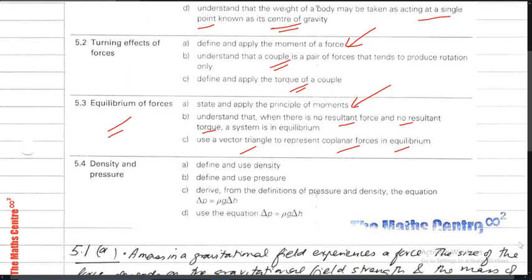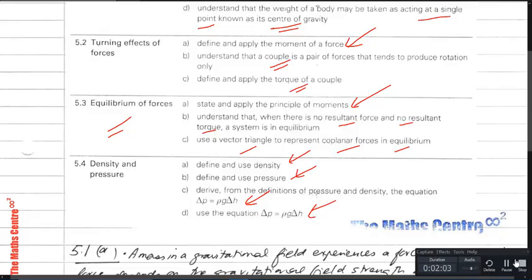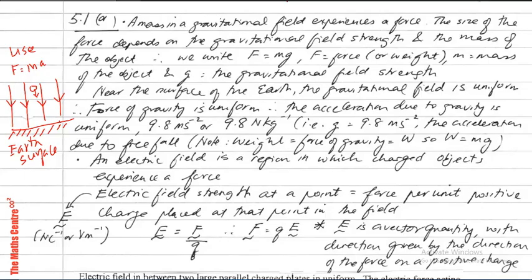In the last section, we will talk about density and pressure. We will define density, we will define pressure, and then we will derive from the ideas of density and pressure the equation delta P equals rho g delta H. And we'll perform a few calculations. There are quite a few words in the next few paragraphs. We need to read them carefully to get a solid understanding.